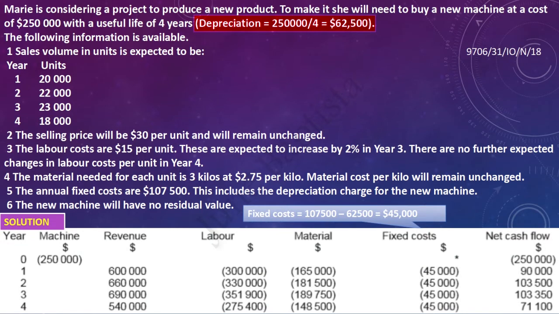Solution. Subtracting all the costs of labor, materials, and fixed costs, we get a net cash flow of $90,000 in year 1, $103,500 in year 2, $103,350 in year 3, and $71,100 in year 4.